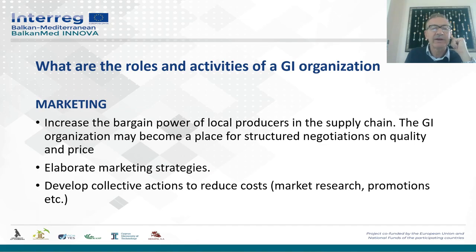Another role of the organization: it can increase the bargaining power of local producers in the supply chain. The GI organization may become a place for structured negotiations on the quality of the product and the price. It can elaborate marketing strategies, for example. It can develop collective actions for market research and for promotion.